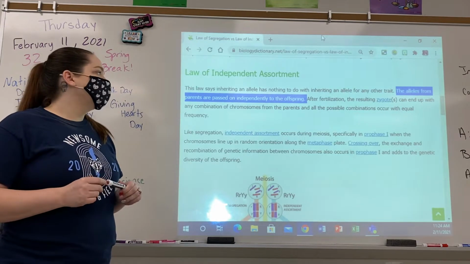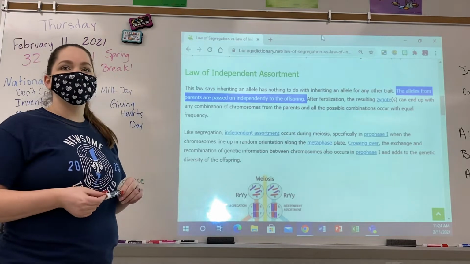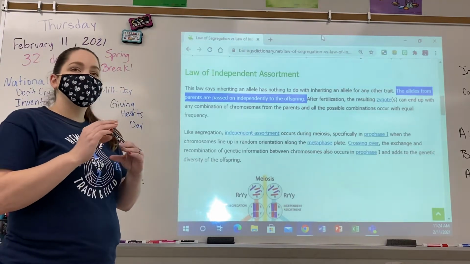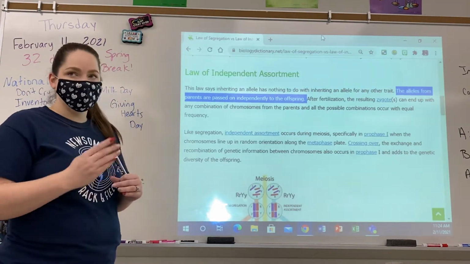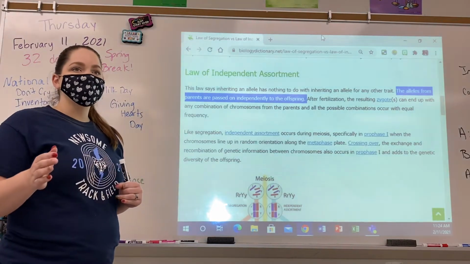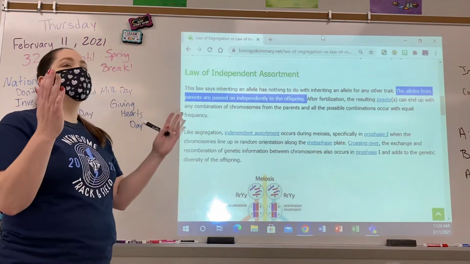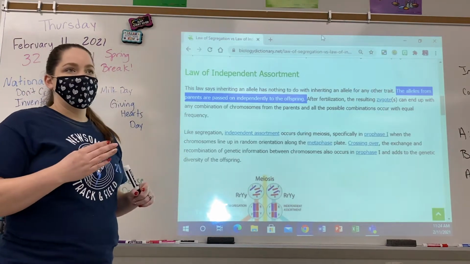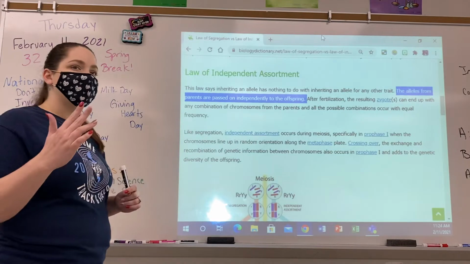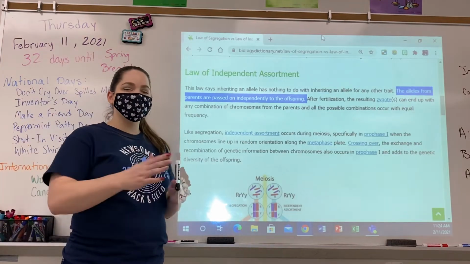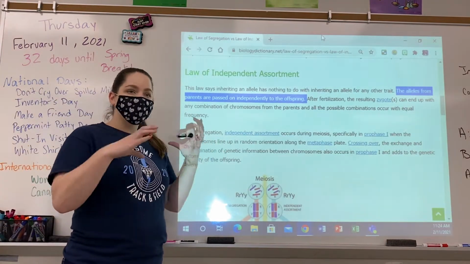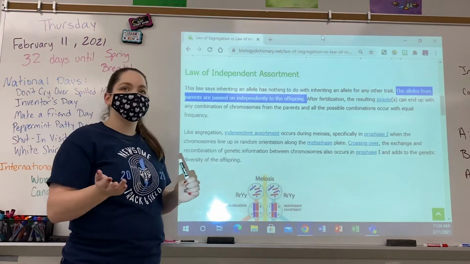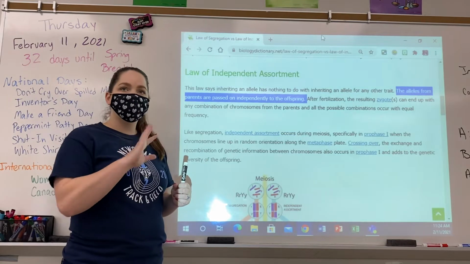So that is independent assortment. Your chromosomes, when they go to assort themselves, are going to assort themselves independently of each other. That means they're just going to pick a random spot somewhere in the middle of that cell, and then they're going to separate. That random spot that they pick is going to be different every time. So every time you have that cell splitting, that chromosome for that trait is going to find a different spot to line up at.